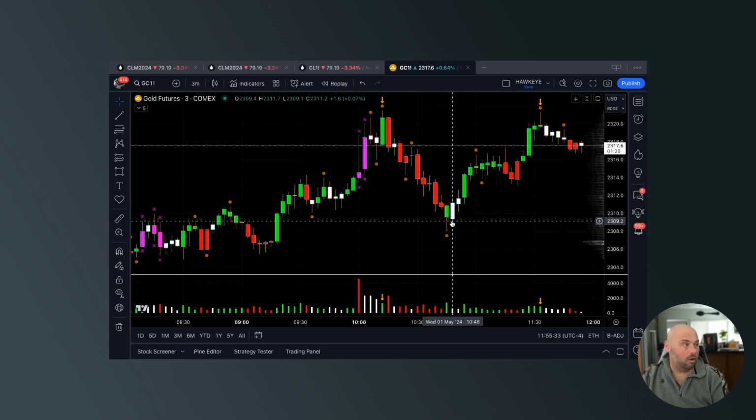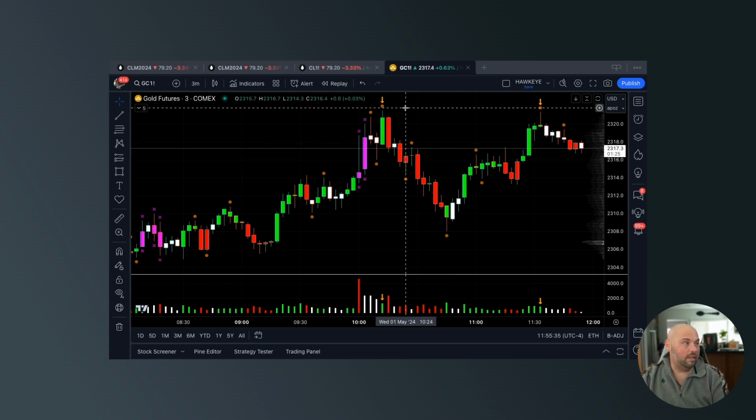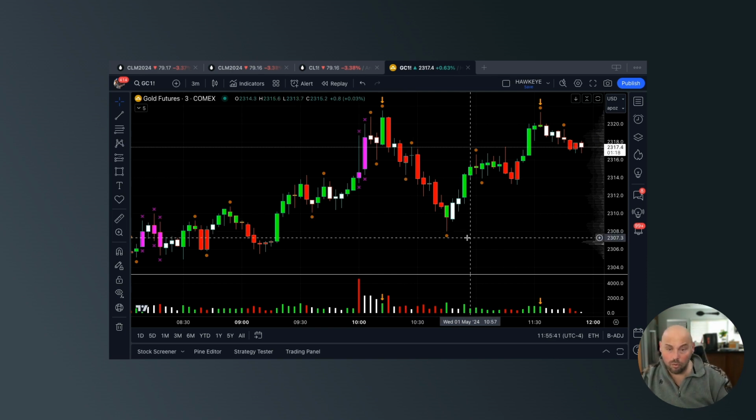Because where am I wrong? I'm wrong if we violate this candle. So what am I risking? I don't know, maybe 10 ticks to potentially earn over 100? That's a really, really great way to think about understanding how small of a risk you should be taking and how large of a profit you should be targeting.